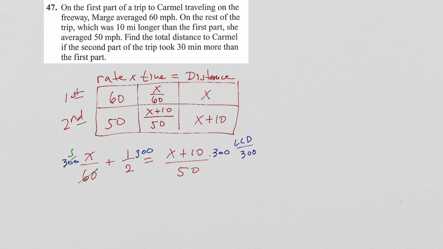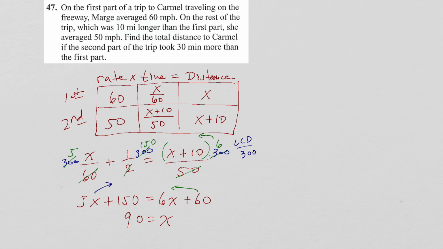60 goes into this 5 times, and I get 5x. 2 goes into this 150 times, so I have 150. And 50 goes into here 6 times, and then I'm going to distribute that 6 and get 6x plus 60. Now I'll move my 5x to the right by subtracting it. 6x minus 5x is 1x. I'll move my 60 to the left by subtracting it. 150 minus 60 is 90.